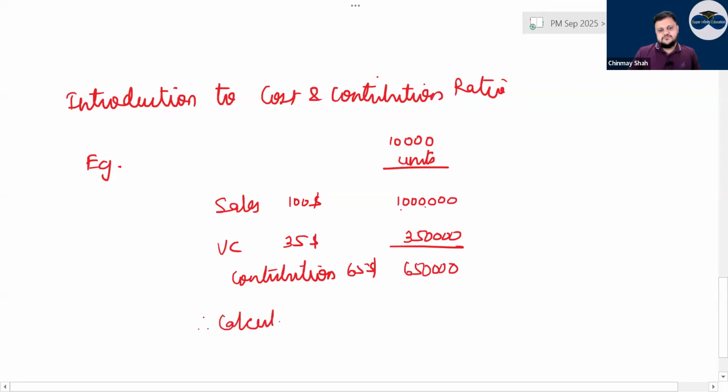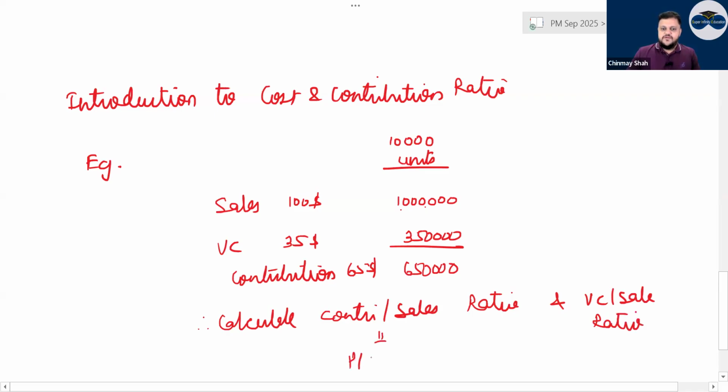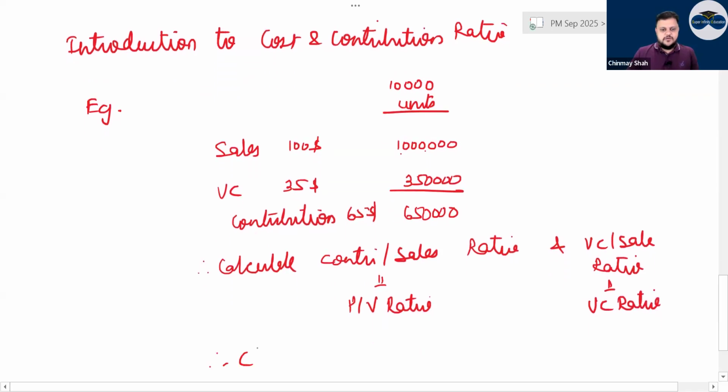Therefore, calculate contribution by sales ratio and variable cost by sales ratio. In short this is called PV ratio. In some books, it is used as PV ratio. And this can also be called variable cost ratio. Correct? Therefore, contribution by sales ratio is how much? Tell me. 650,000 contribution divided by what? 1 million. That is equal, right?